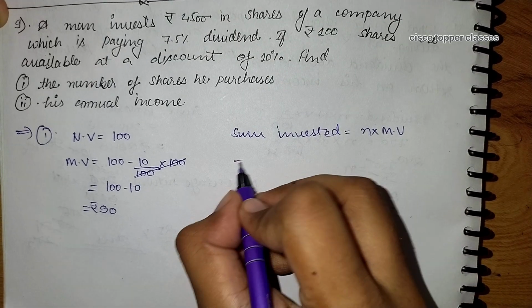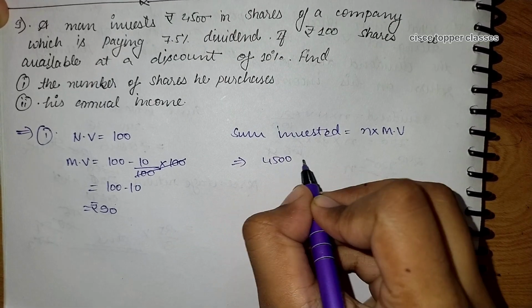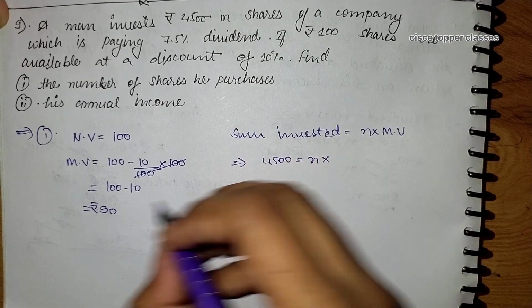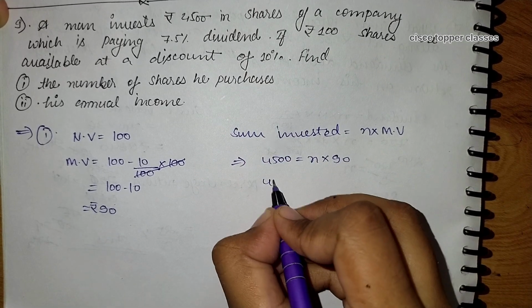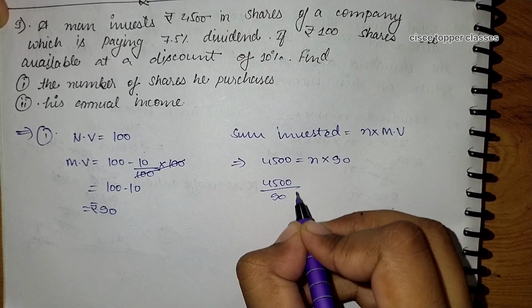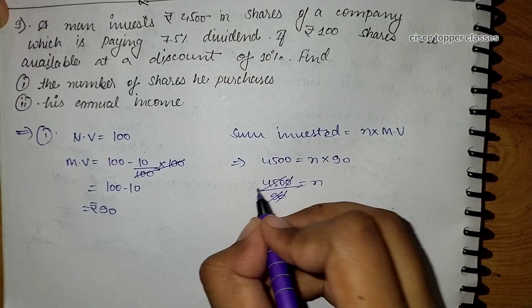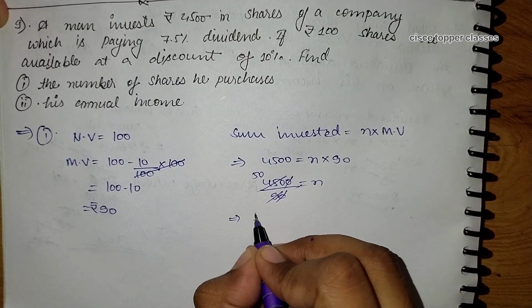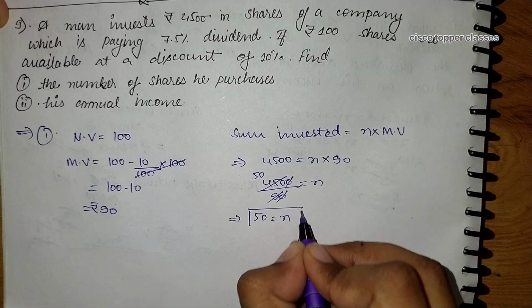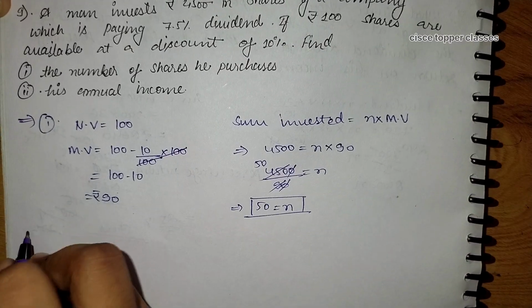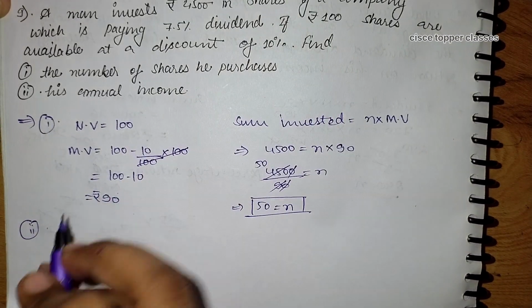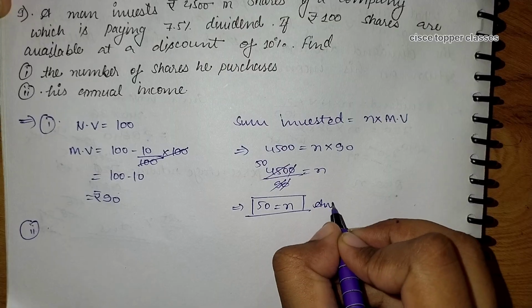We will put sum invested, which is given to us as 4500, equal to n, and market value is given to us as 90. So this will be 4500 divided by 90 is equal to number of shares. The 0 will be cancelled out and this will be 50. Means 50 is the number of shares in this question. This is the answer of the first part.